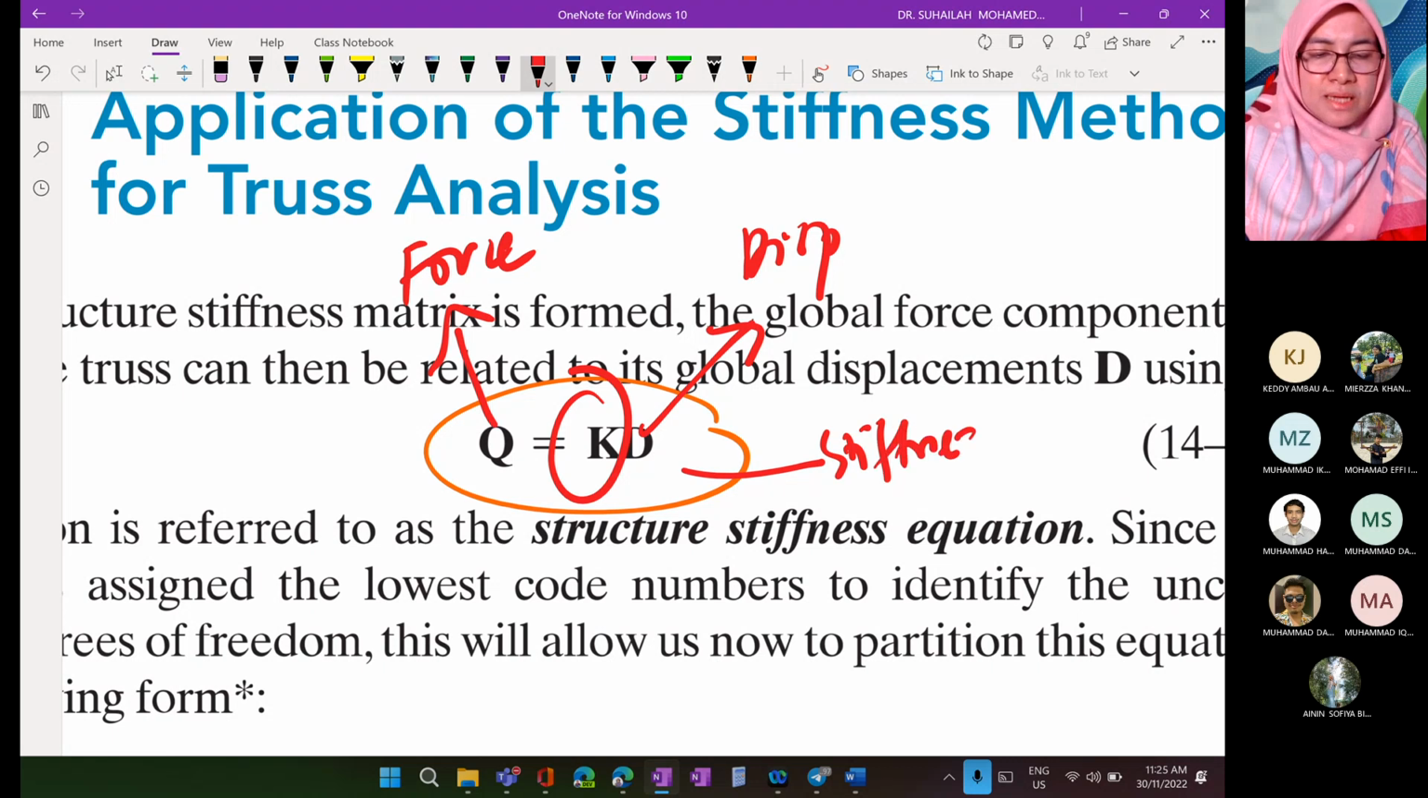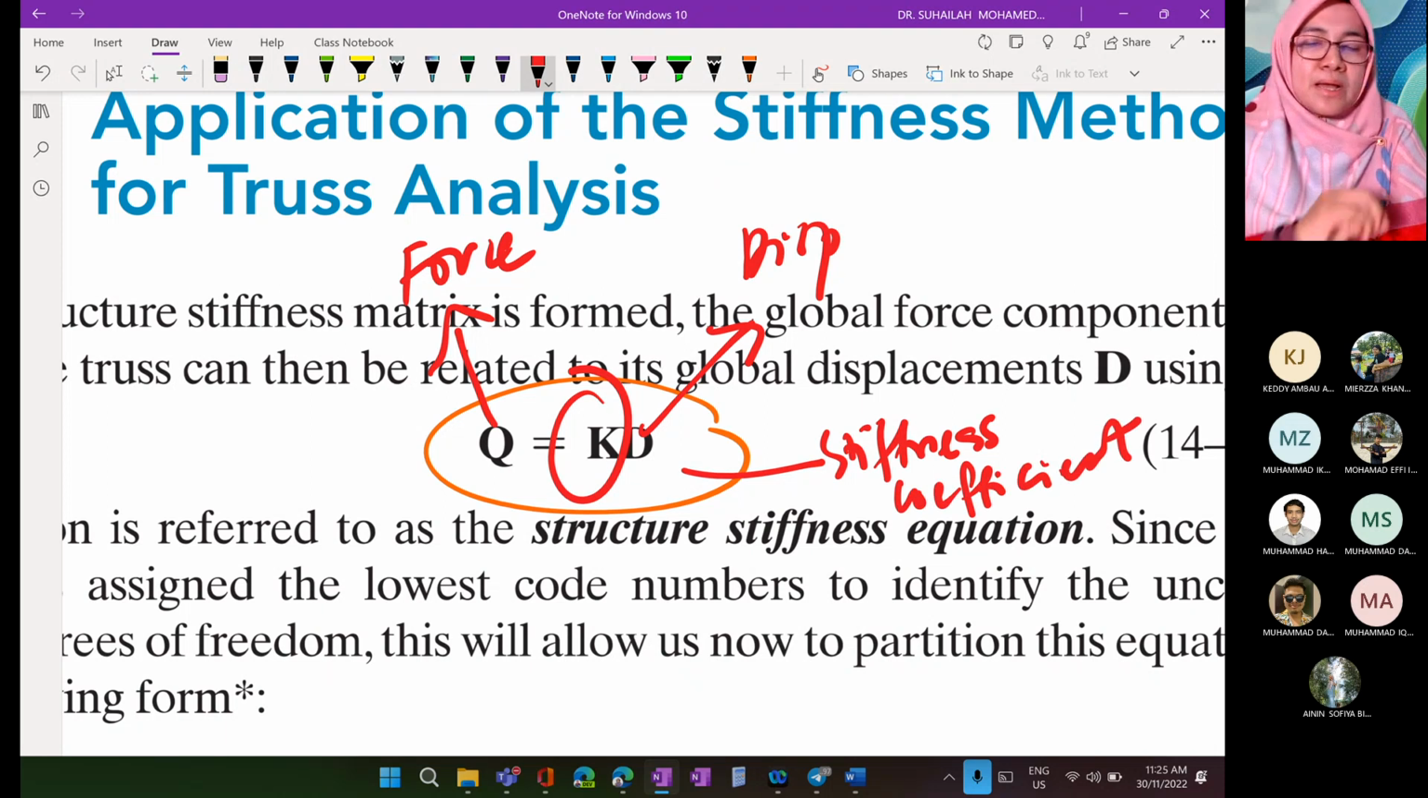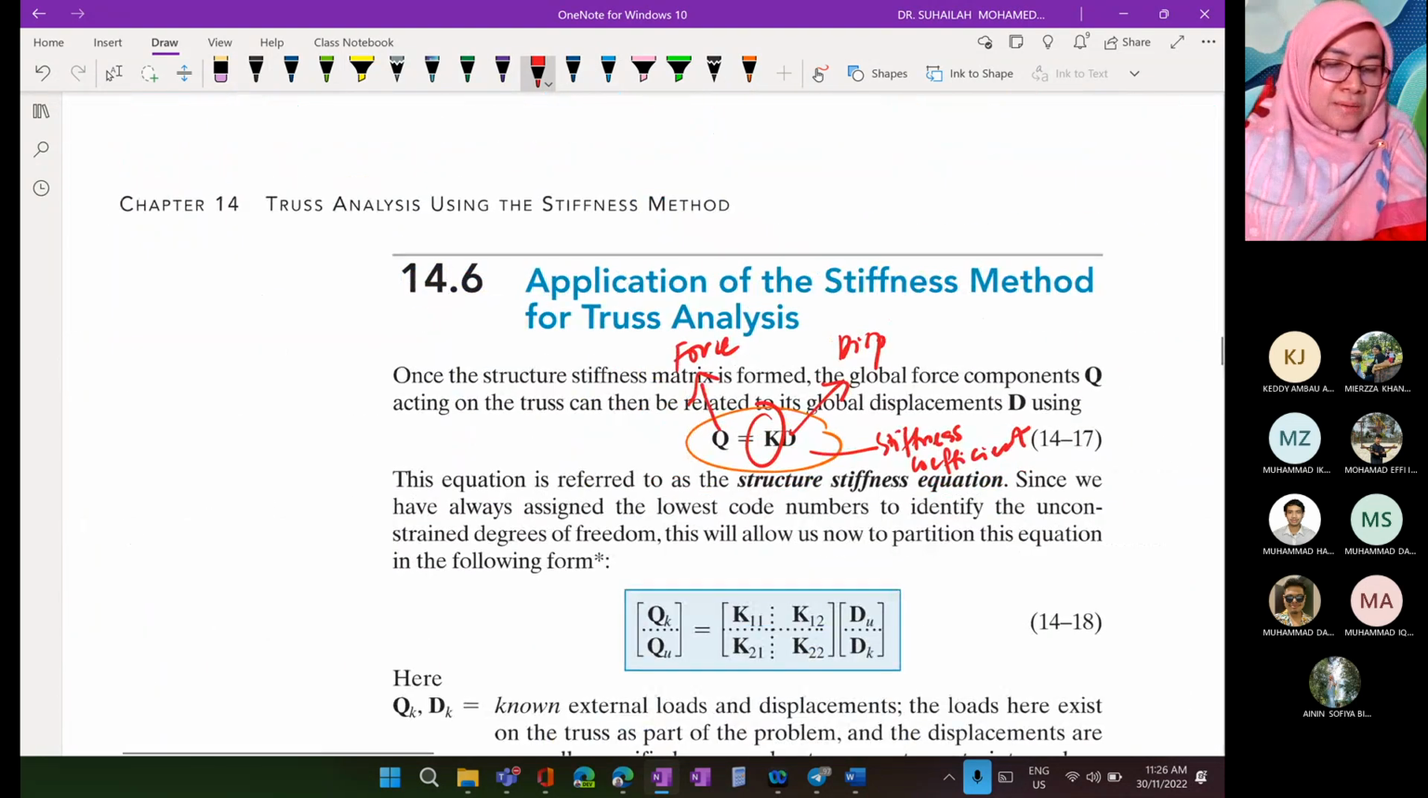Same as the flexibility method, where we have flexibility coefficients, here we have stiffness coefficients. Okay, so we have the force displacement equation, and the force displacement equation is the stiffness equation. In the flexibility method, we have the compatibility equation, which is the flexibility equation. But in the stiffness method, we have the force displacement equation, and the force displacement equation is the stiffness equation.